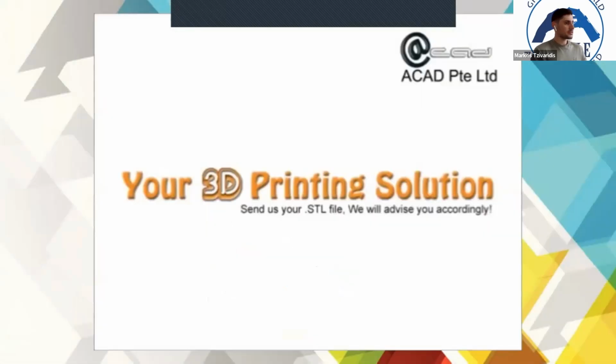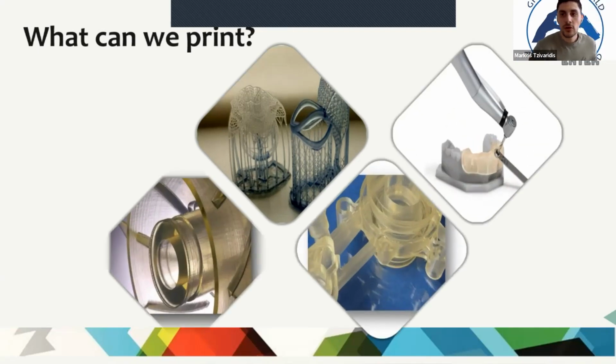I hope you had a better understanding here of how the SLA method works. So what can we print here, guys? Basically, in comparison with the FDM technology, we can print the same stuff. The major difference here, as you can see in the pictures, is that you can have more detailed objects with better accuracy and a far more appealing look at the final product. So in case you want to have a professional look on your models, SLA is the way to go.